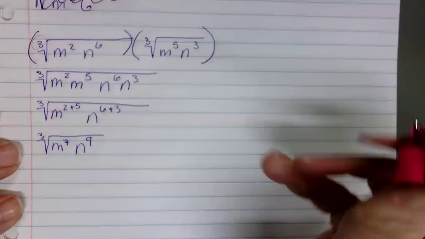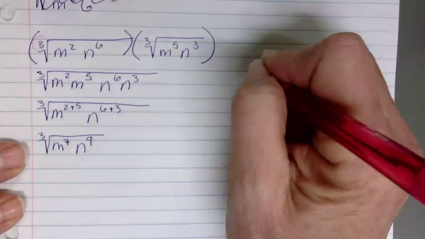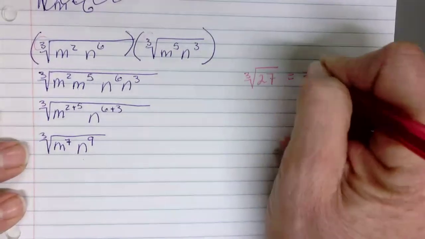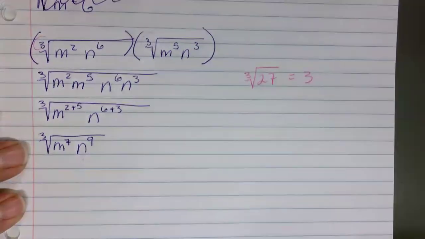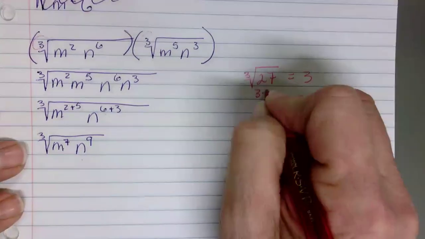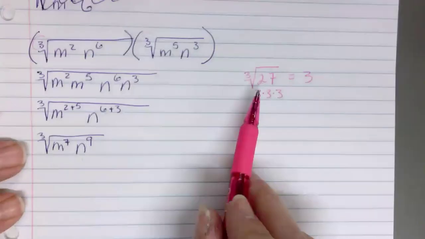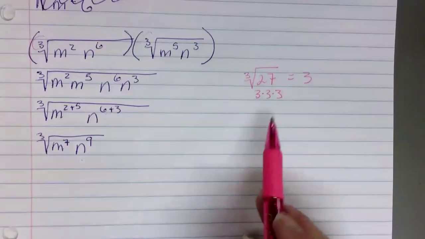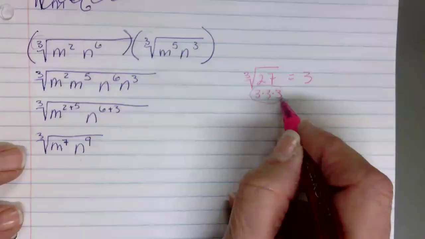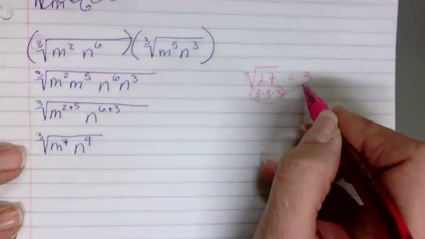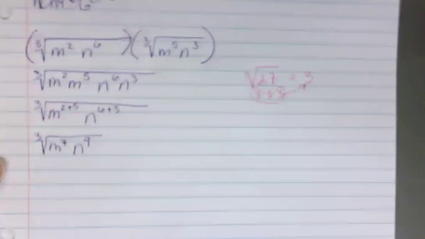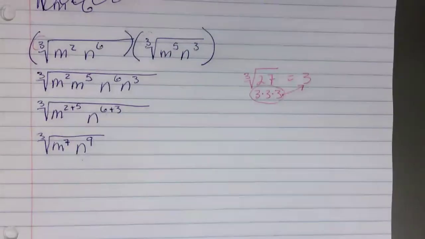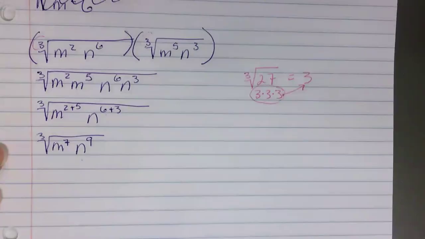Now, let me just remind us of what a cube root does, right? So if we have a cube root of 27, that equals 3. The reason it equals 3 is because 3 times 3 times 3 equals 27. 3 times 3 is 9. 9 times 3 is 27. So since we have a group of 3, the answer without the radical sign is 3. Okay, I really do apologize for the focusing. I should find a better way.